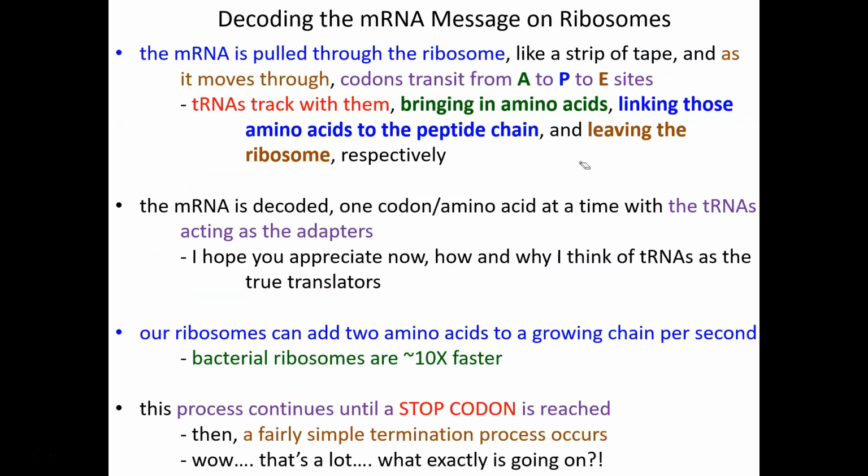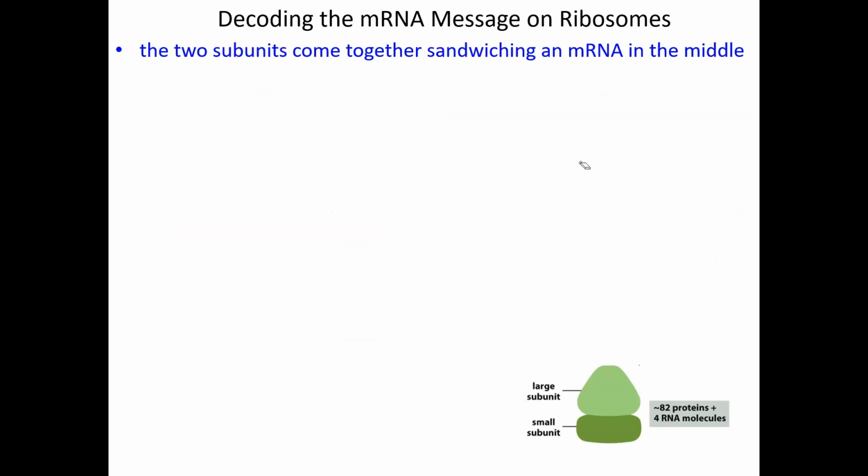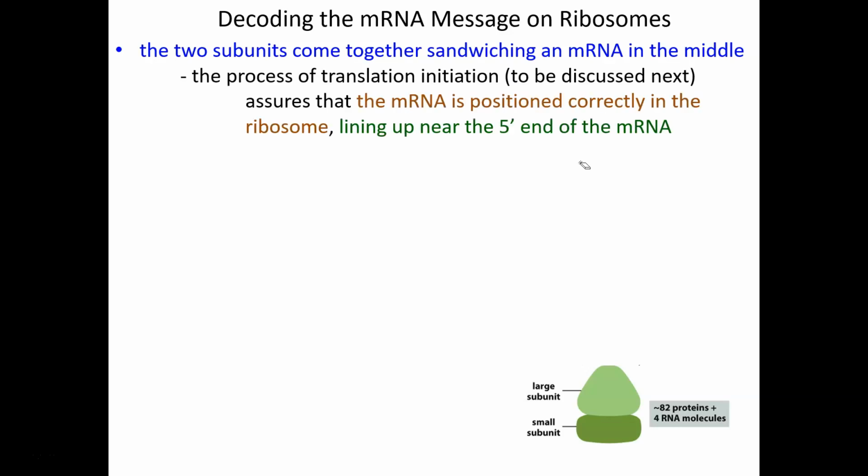So, let's see this schematically rather than in words and see how this process all occurs. Again, the 2 subunits of the ribosome come together to sandwich the messenger RNA in the middle. The process of translation initiation, which we'll touch on a little bit later, as its own unique process, is assuring that the messenger RNA is lined up correctly within the ribosome and that translation starts appropriately.